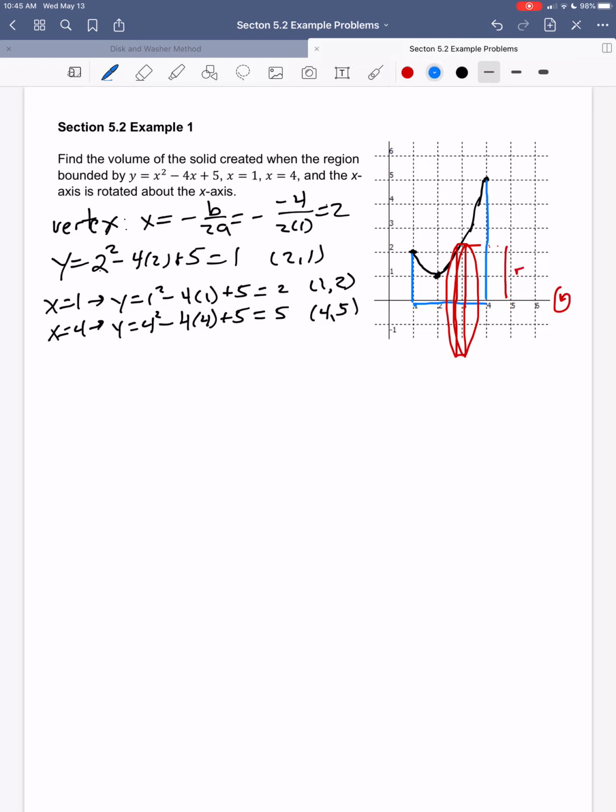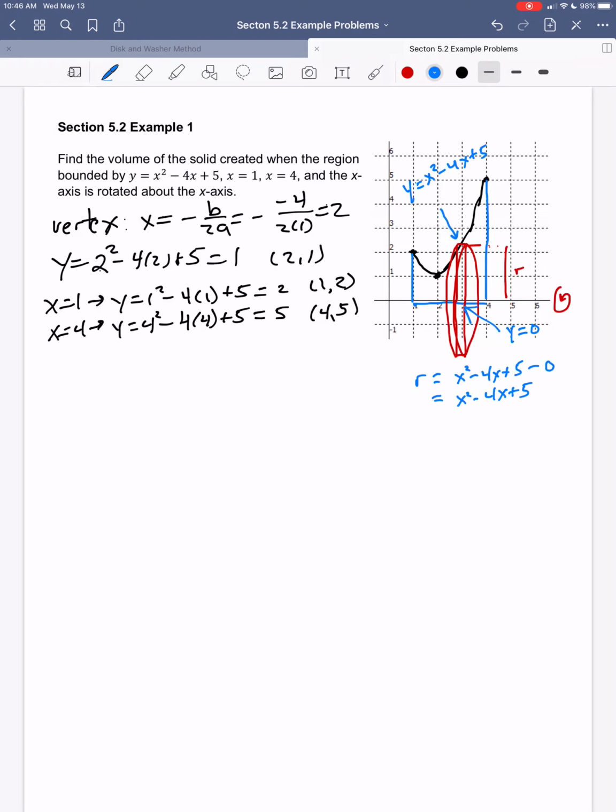The top of the disk is on the function, which is y equals x squared minus 4x plus 5. The bottom of the rectangle is here on the x-axis, so that would be y equals 0. So my radius is the top y-coordinate, which is x squared minus 4x plus 5, minus the bottom y-coordinate, which is 0. So my radius is just x squared minus 4x plus 5.